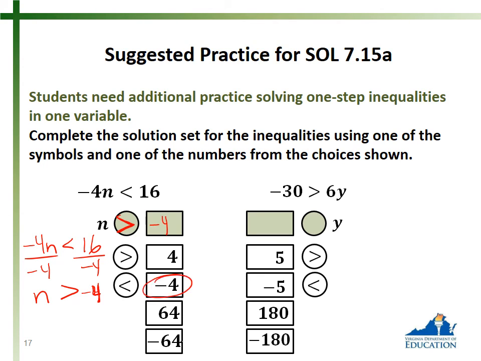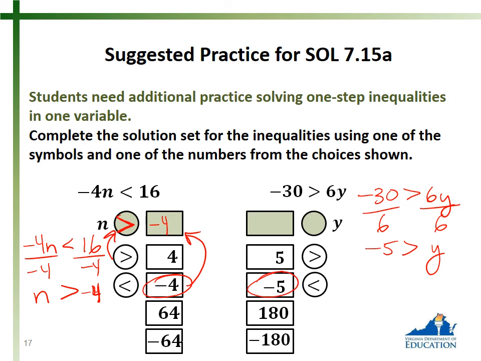So most of the time, most likely, it looks like I'm going to drag and drop these items into it. So over here on the right hand side, I have -30 is greater than 6y. If I divide both sides by +6, my sign doesn't change. So I'm left with -5 is greater than y. So I'm going to drag and drop -5 up there, and I'm going to drag and drop the greater than sign. So you can see that they're probably going to ask what happens when I multiply or divide by a negative for an inequality.